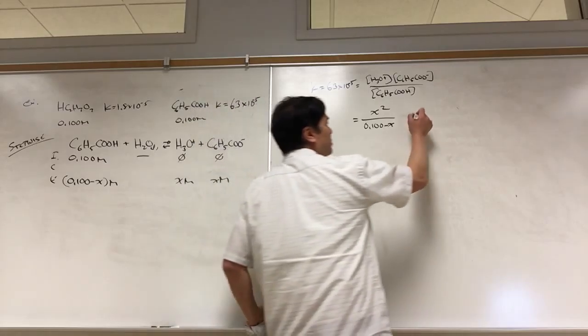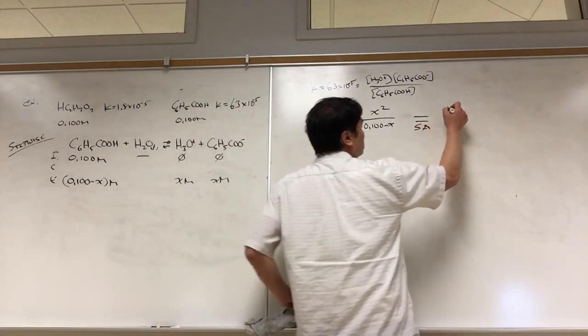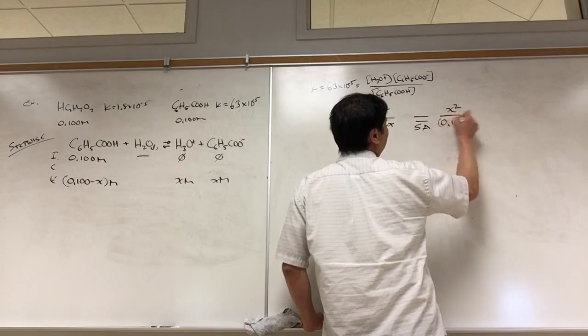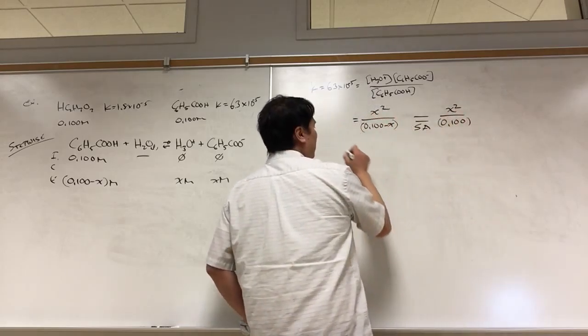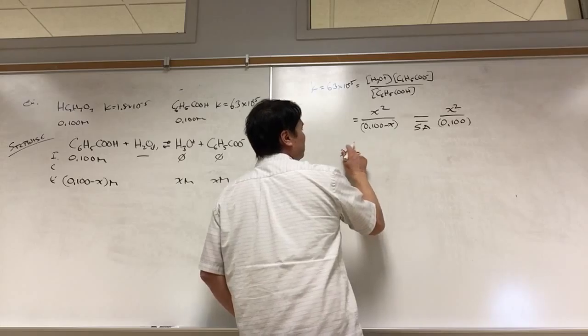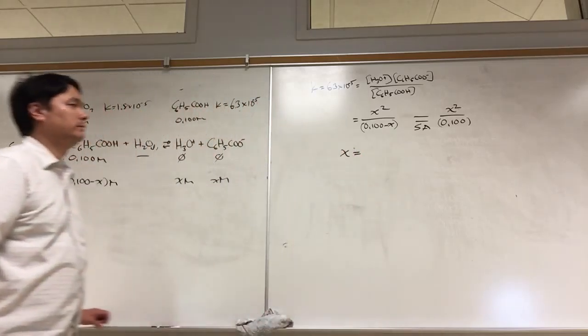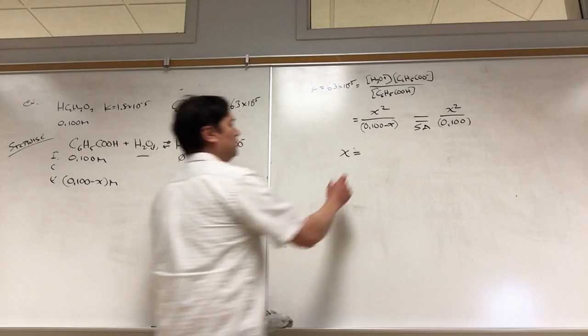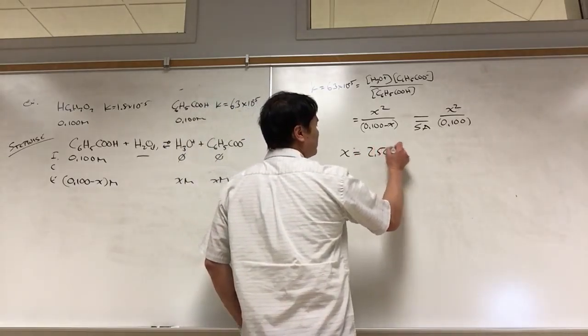Pretty sure the simplifying assumption will work here. It's going to be X squared over 0.100. That means X is equal to 2.50 times 10 to the negative 3.